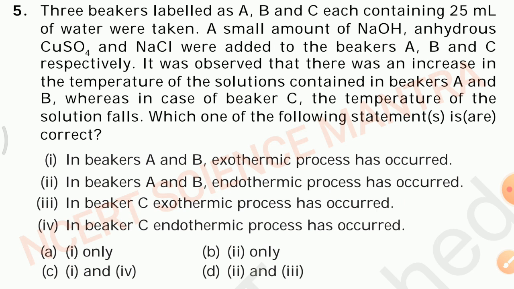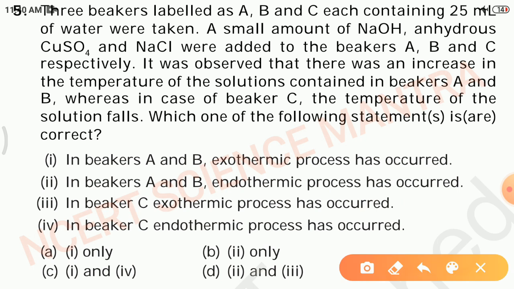Now, it was observed that there was an increase in the temperature of the solutions in beakers A and B, whereas in case of beaker C, the temperature of the solution falls. Now what will we conclude from this statement? Increase in temperature means heat is evolved. Heat is evolved means it is an exothermic process. It means the reaction which takes place in beakers A and B is an exothermic process.